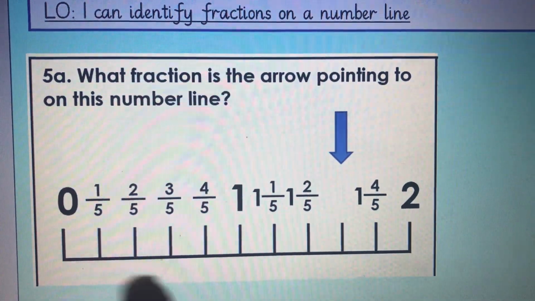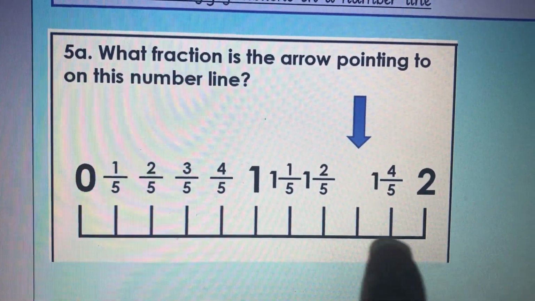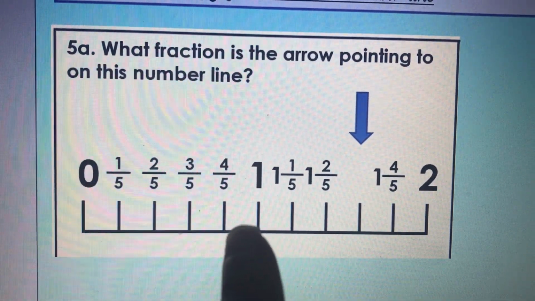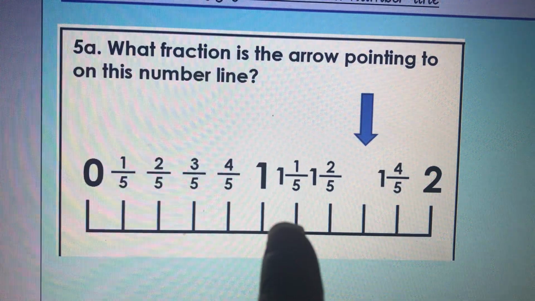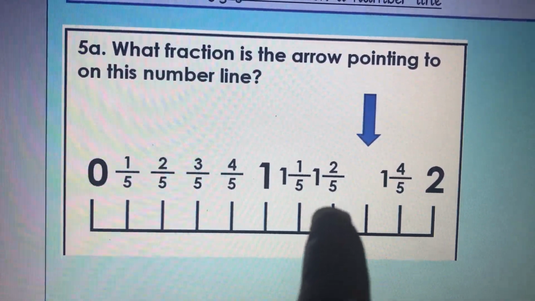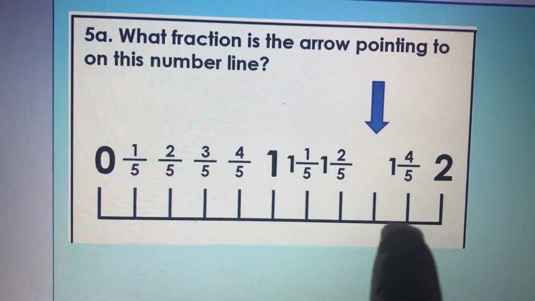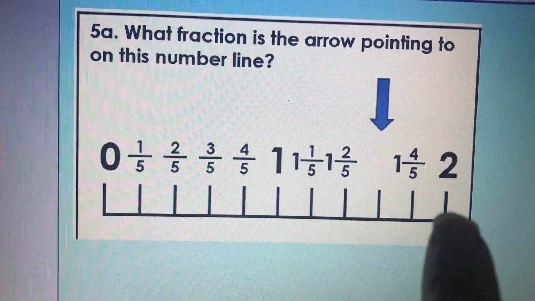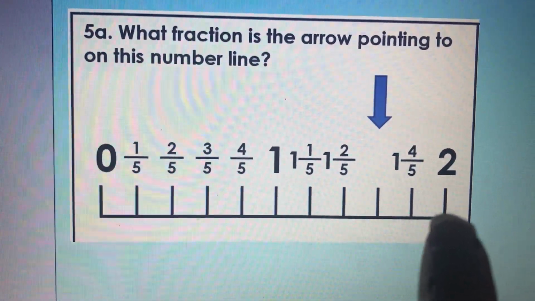So, this part of the number line is all filled in. We need to look at this part here. So we have the whole number 1. Then we have 1 and 1/5. 1 and 2/5. Then there's a gap. Then we have 1 and 4/5. And then we have 2 wholes, which would be 1 and 5/5.